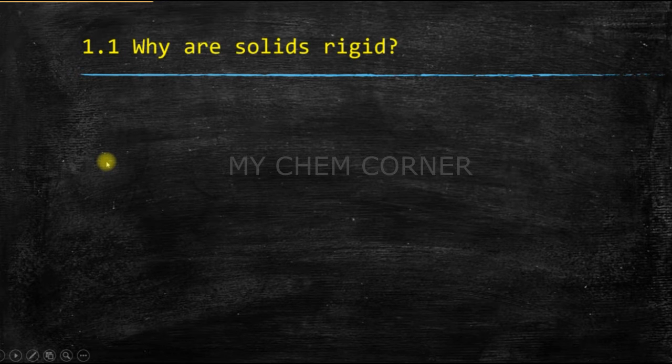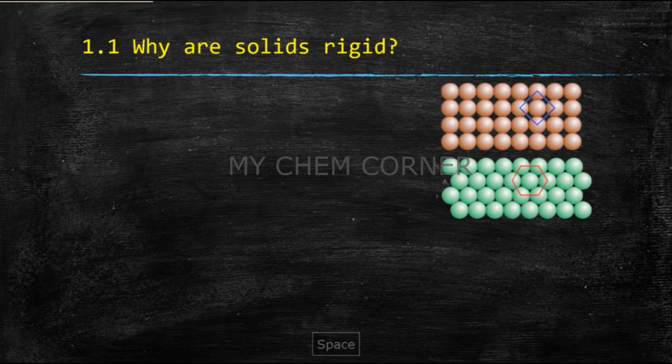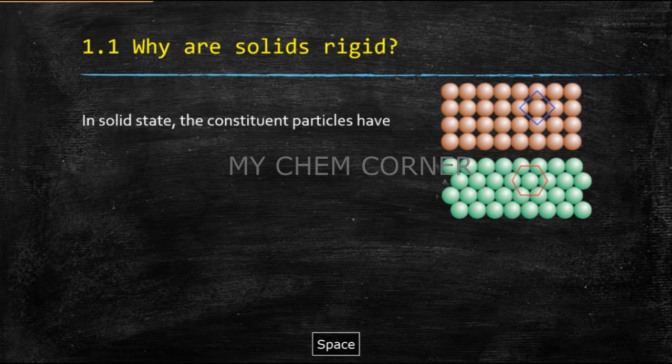So the first question here is, why are solids rigid? If you want to look at why solids are rigid, first understand how the solids are arranged. The solid particles are arranged in a three-dimensional shape. As we can see, however their arrangements are, the particles are all touching each other. So in this case, the constituent particles have two things.